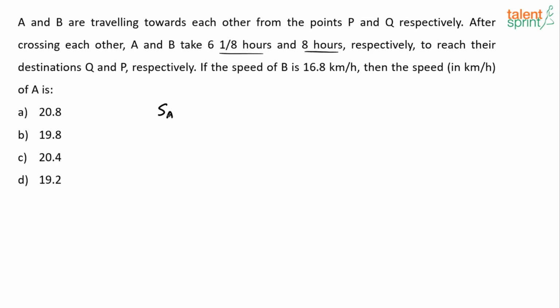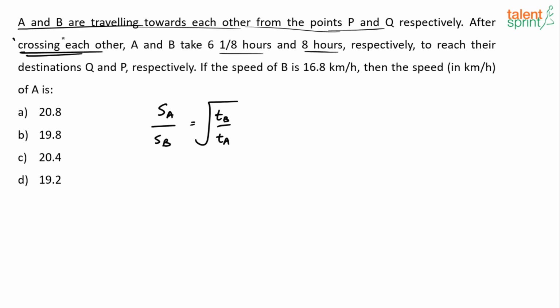So speed of A by speed of B is equal to time taken by B by time taken by A. These times are times taken after crossing each other, right? So look at this again. A and B are traveling towards each other from the points P and Q. After crossing each other, I am stressing on this, after crossing each other, A and B take so and so times to reach their destinations respectively.